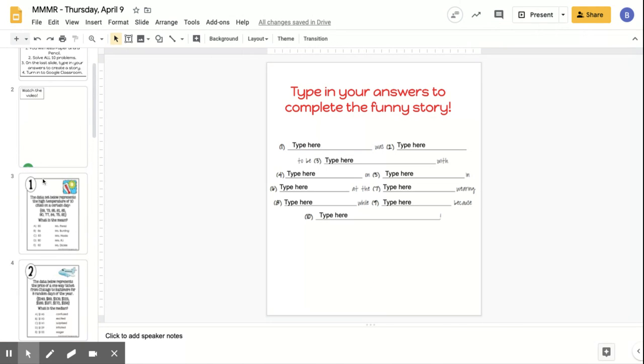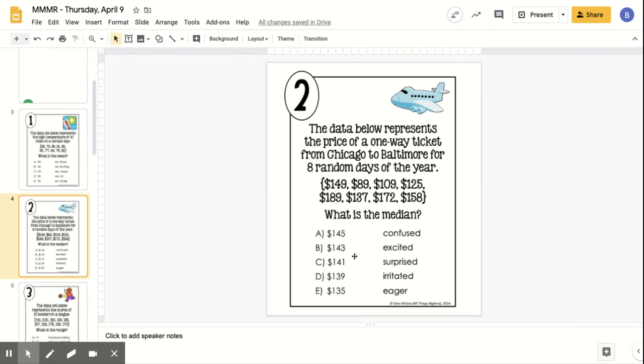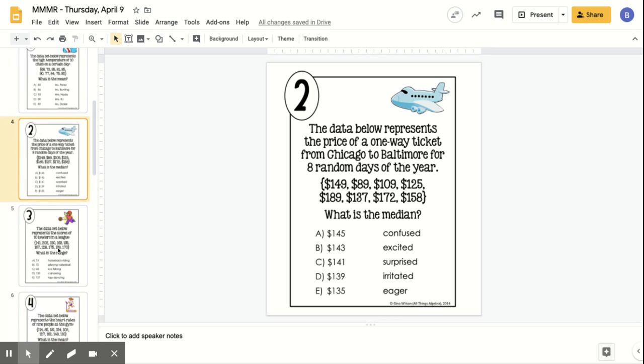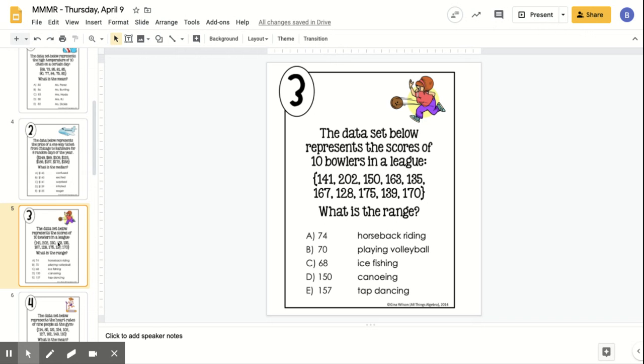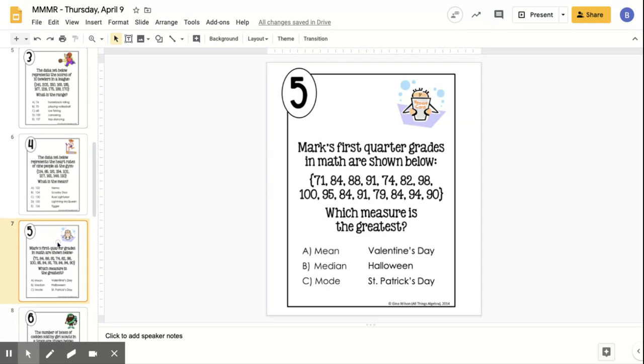So I want to go over a couple of them because they may be confusing. So number 2, you're finding the median. That's fine. One thing about the median is the middle number, but you have to make sure the numbers are in order first. So that's something that you're going to have to do on your notebook paper. Number 3 is range. Number 4 is mean.